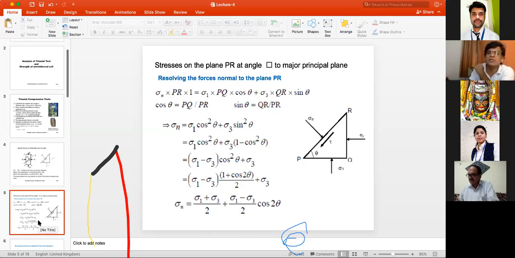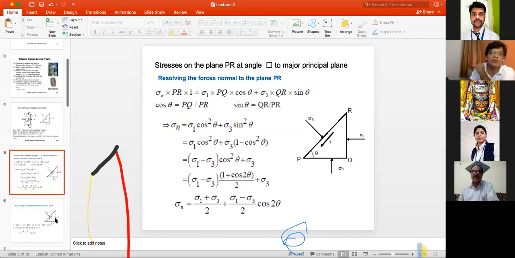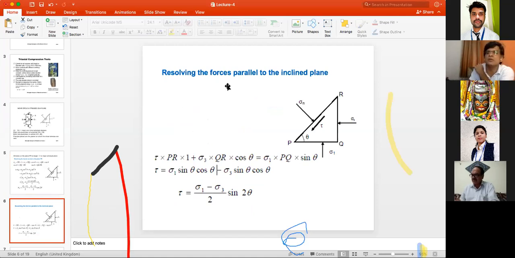So far we resolved all the forces normal to the failure plane and got the normal stress. Let us now resolve these forces parallel to the failure plane. In the same free body diagram I have drawn here, the normal stress is acting perpendicular to the failure envelope PR, and the shear stress is acting along PR. Sigma 1, the major principal stress, is acting on the major principal plane PQ, and the minor principal stress sigma 3 is acting on the minor principal plane QR.